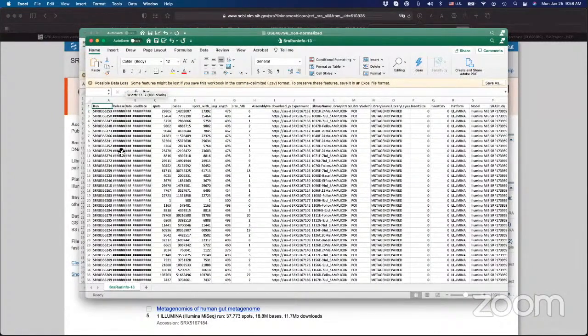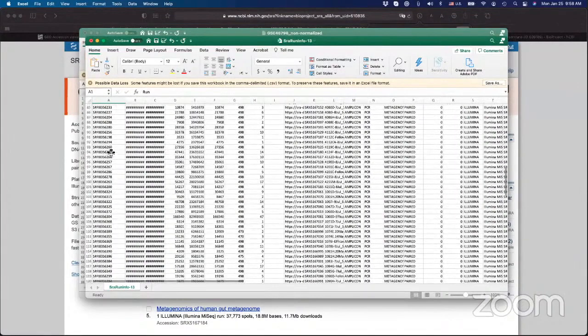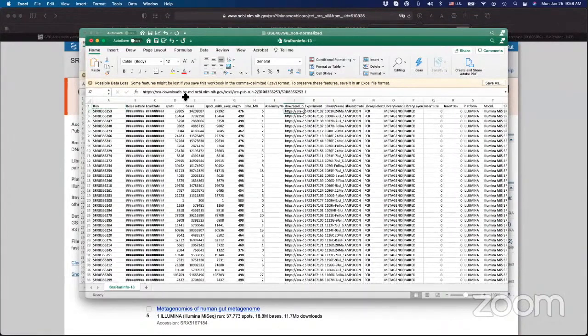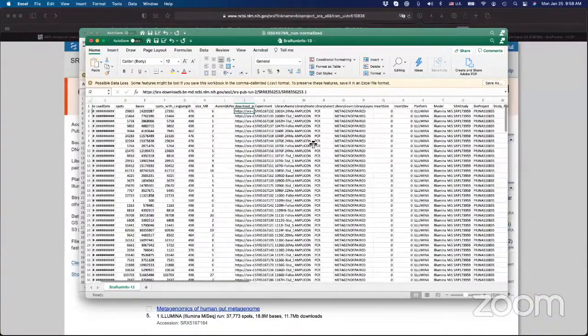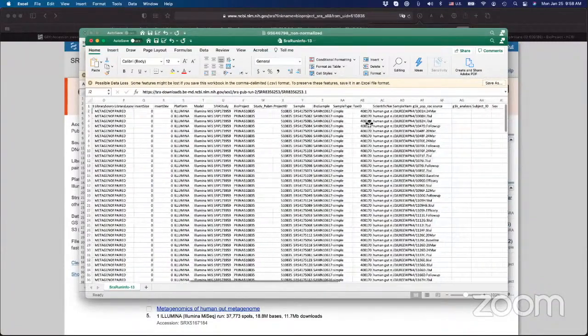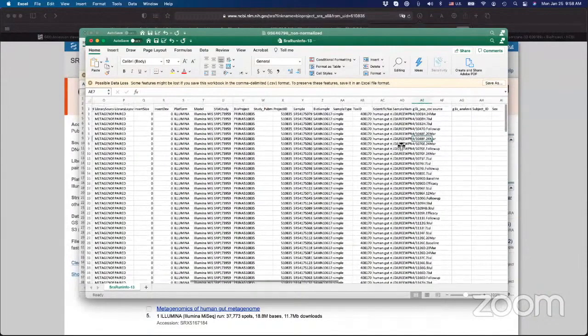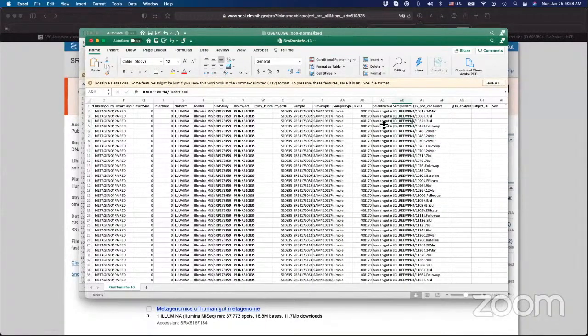Okay, here we have the runs, 211 runs. And here there's a download link, which typically I could use using SRA tools to download to my computer, but I'm going to skip that. Okay, so here we also have the description. Okay, they were taken from different dates, it looks like.